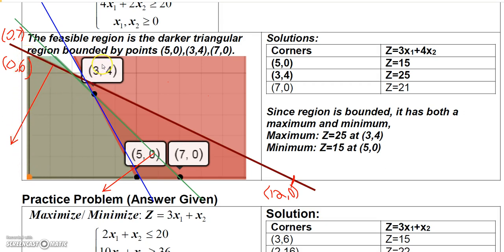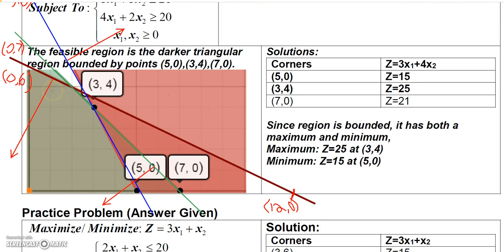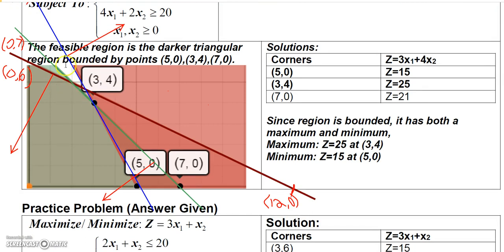Okay, but we've still got one more inequality, 4x1 plus 2x2 is greater than or equal to 20. It's going to go through (0, 10), which is way up here, and (5, 0), which is down here. So if I draw through that line and test (0, 0) for that boundary, I actually get a false statement, so I have to shade this side of that line. Once you shade the upper region for the blue line and the lower region for the other two lines, the solution is just going to give you this triangle right here.